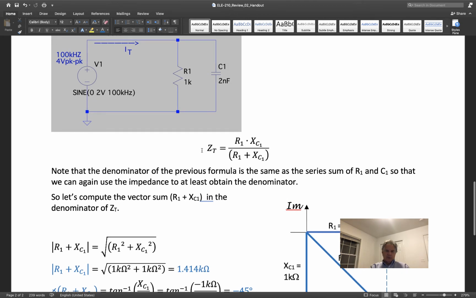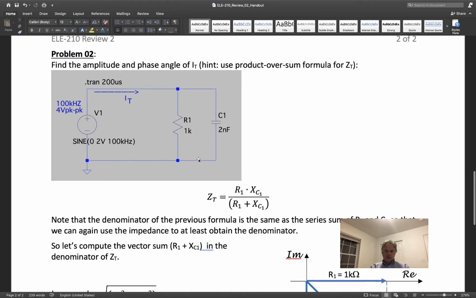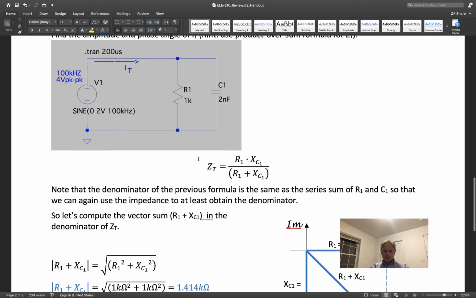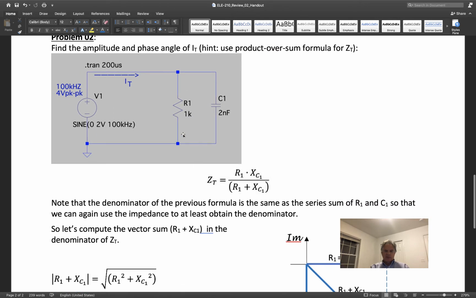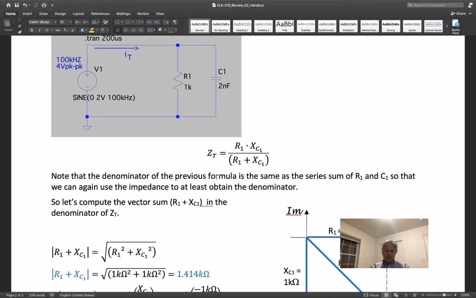So the total impedance, we're going to use this kind of total resistance approach, continue to use it, but now it's total impedance. The total impedance here is the parallel combination of R1 and the capacitor C1 at this frequency, 100 kilohertz. And whenever you have two items in parallel, you can use the product over the sum formula. So we can use R1 times the capacitive reactance of C1 divided by R1 plus the capacitive reactance of C1.